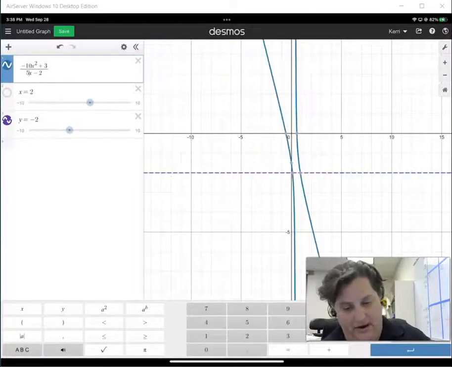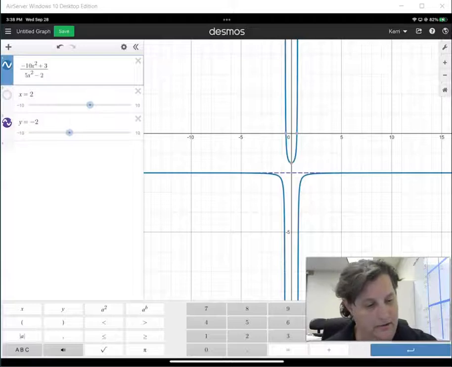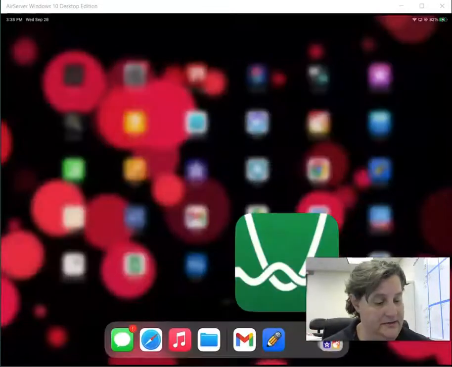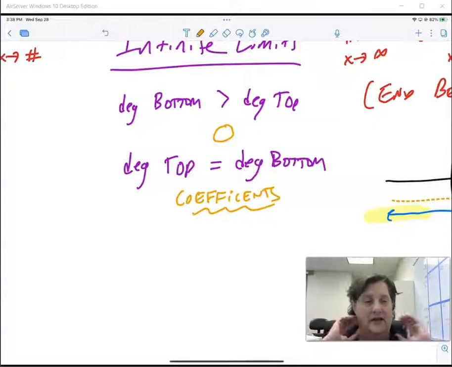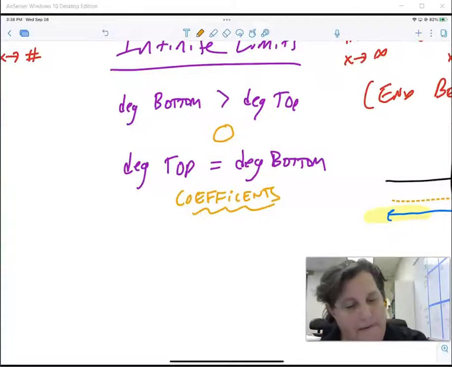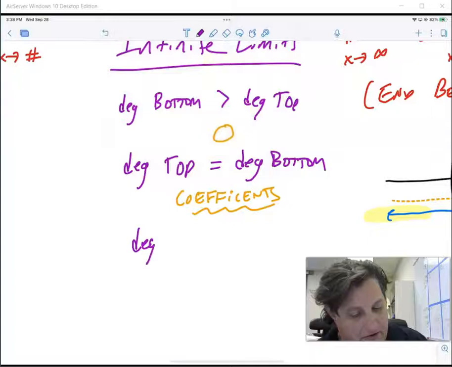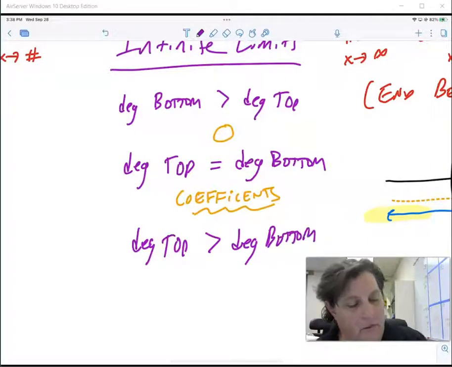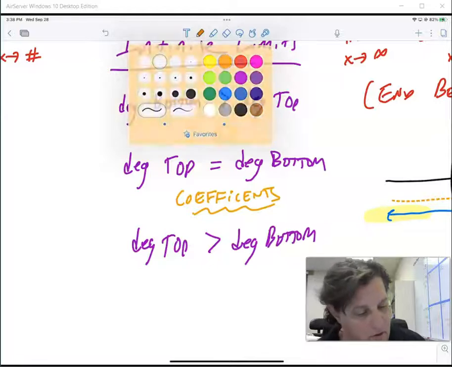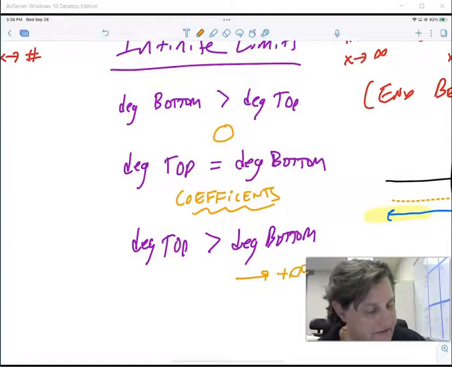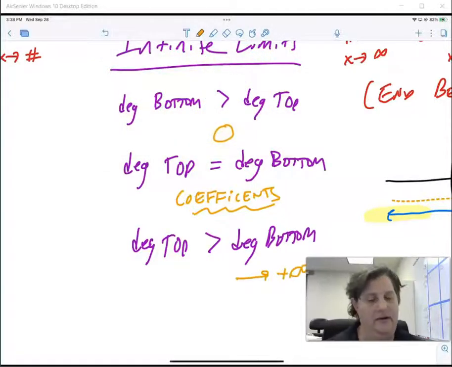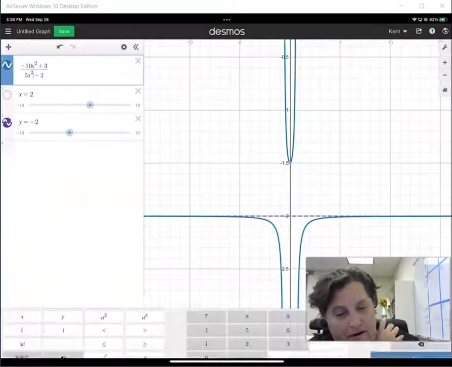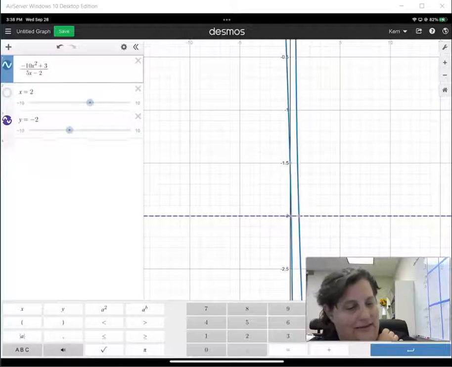Now, even if I put like x squared and x squared, it's still going to have that asymptote at negative 2. As long as they're the same, the degree of the top, the degree means the highest exponent, and the degree of the bottom, we use coefficients. The last one, if the degree of the top is bigger than the degree of the bottom, what happens is this is going to tend towards positive infinity or negative infinity. And it actually doesn't make a horizontal asymptote. I don't know if you guys have ever learned these before. It makes what's called a slant asymptote.